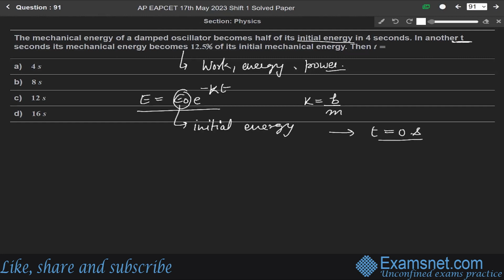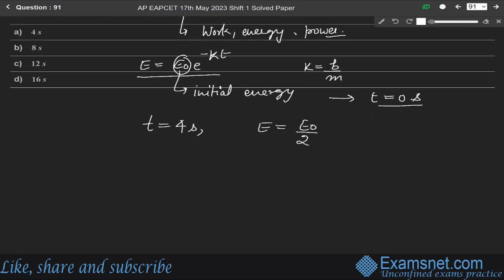Okay, so according to the question, in time t equals 4 seconds, the mechanical energy becomes half of its initial energy, which means we can write E naught by 2 equals E naught e to the power minus k into t, that is 4 seconds, so 4k. This E naught cancels, so 1 by 2 equals e to the power minus 4k. Let us say this is equation 1.